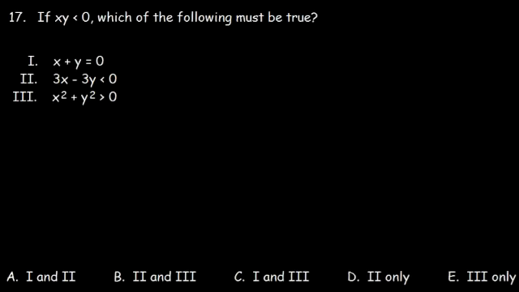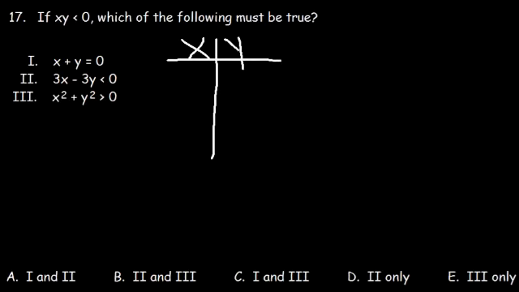17. If x times y is less than 0, which of the following must be true? So in this problem, let's try to disprove every statement. The one that we cannot disprove is the one that must be true. So let's choose two values for x and y such that the product is equal to a negative number, because the product x y has to be less than 0, which means it has to be negative.